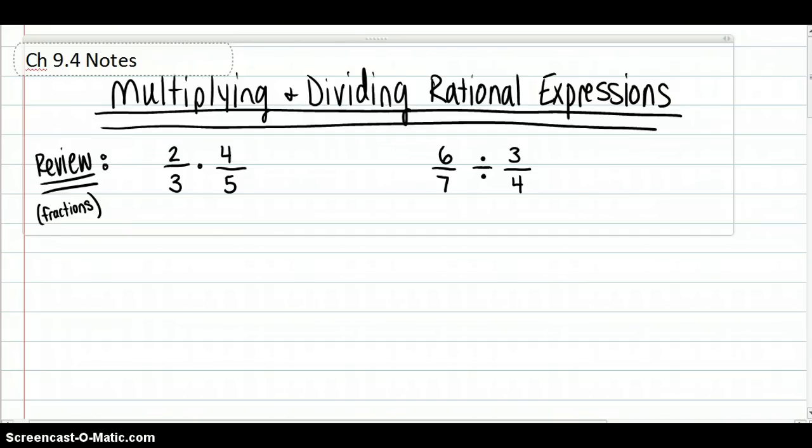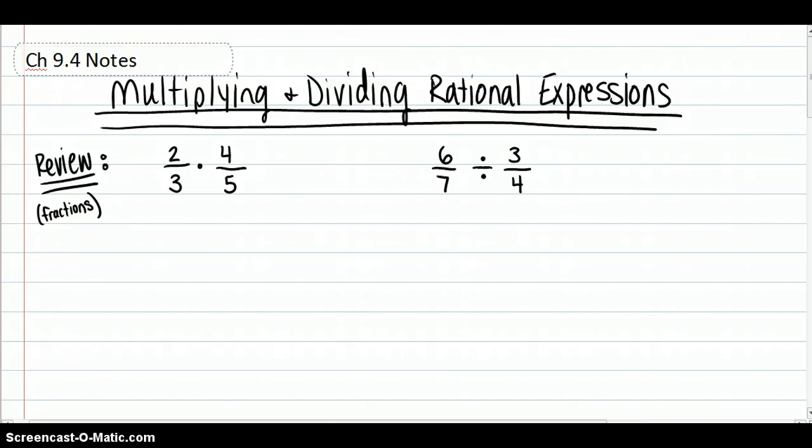Today we're going to be multiplying and dividing. Later you're going to be adding and subtracting and solving equations. And by the end of this chapter you're going to be experts at anything fractions. I can almost guarantee it.